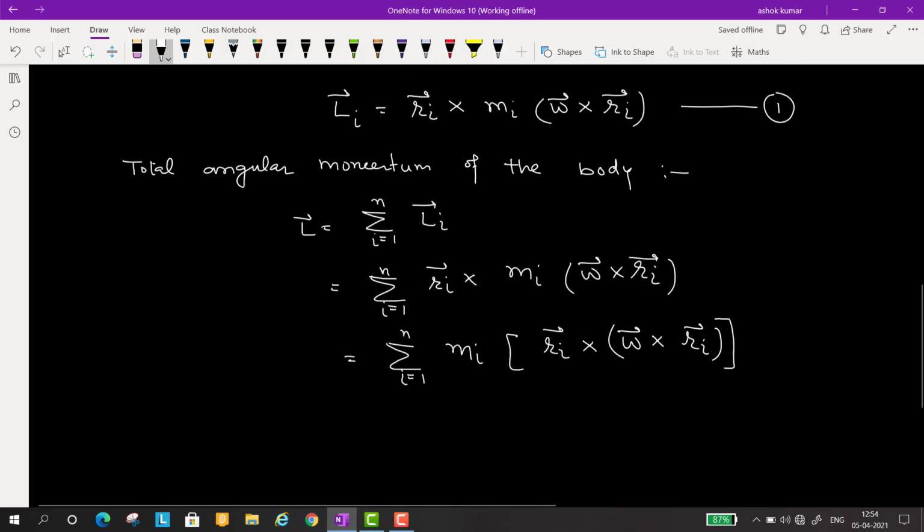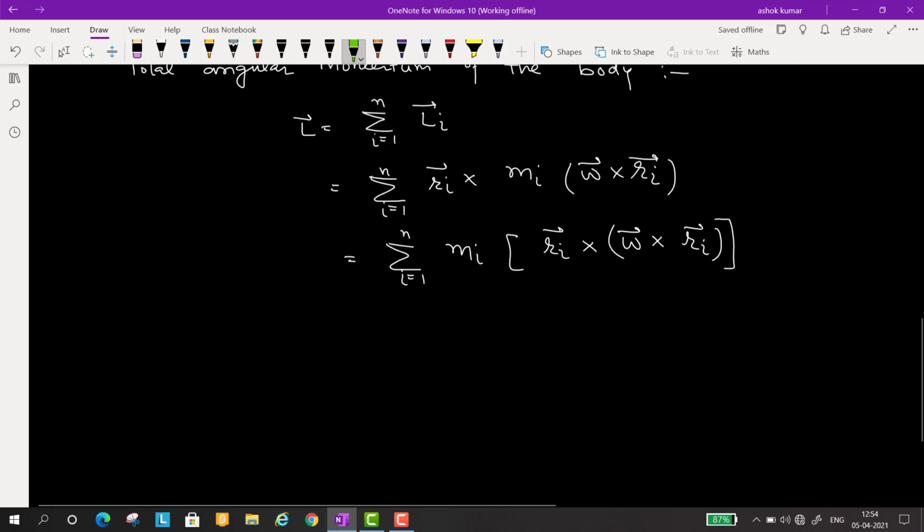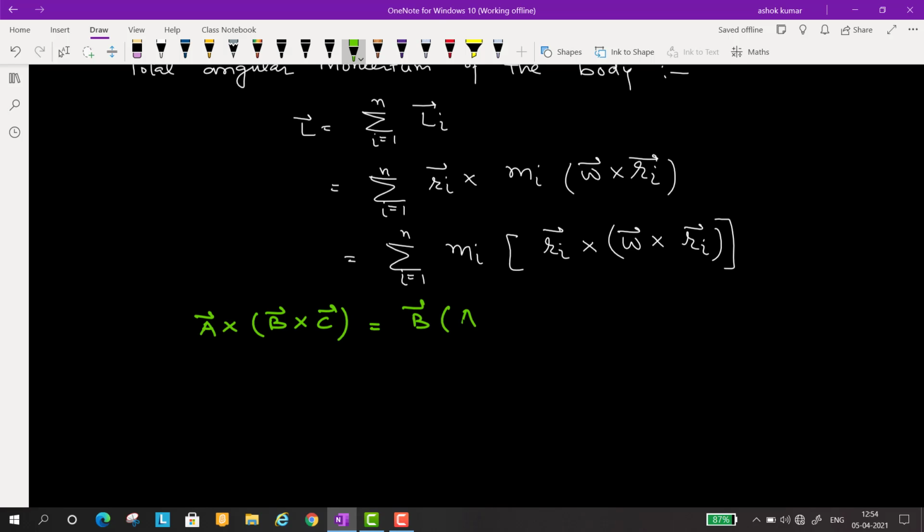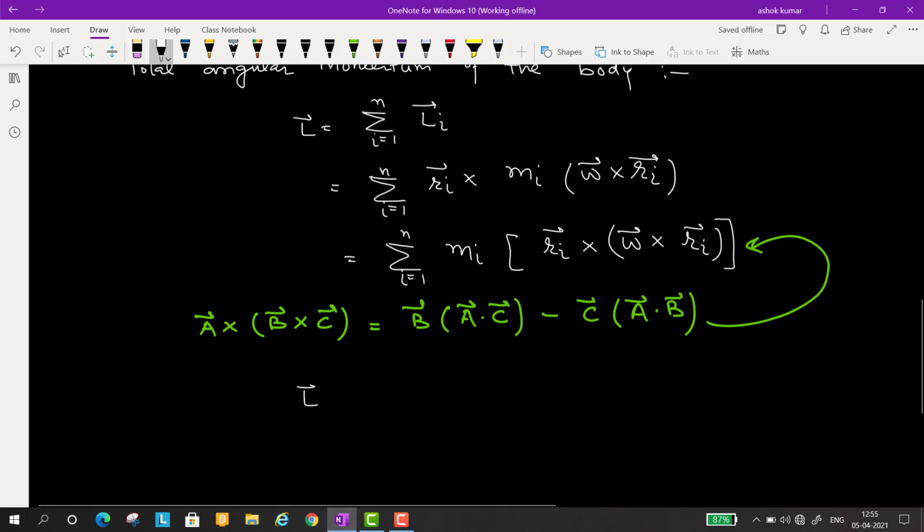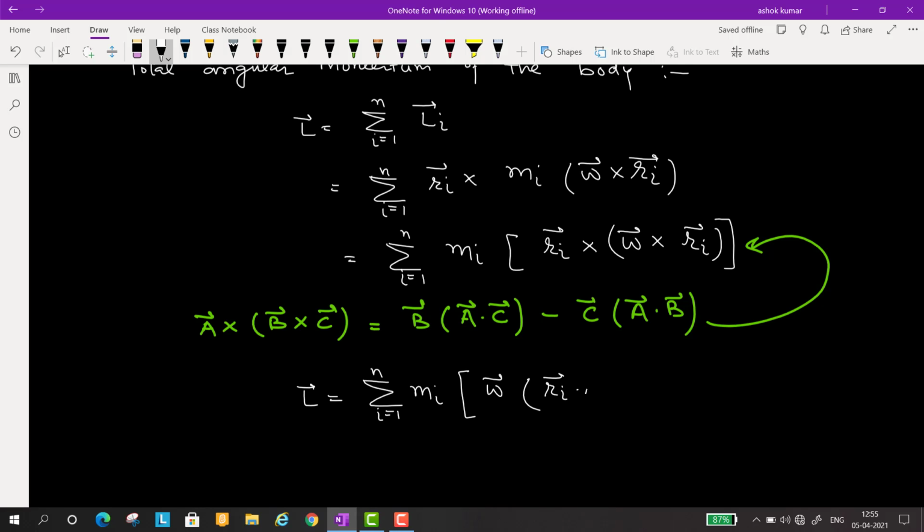So here we apply an identity like A cross B cross C, which is equal to B A dot C minus C A dot B. So if we apply this identity here, we will get L vector equal to summation i 1 to n mi, times omega ri dot ri minus ri dot omega.